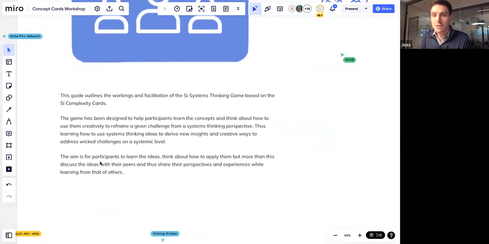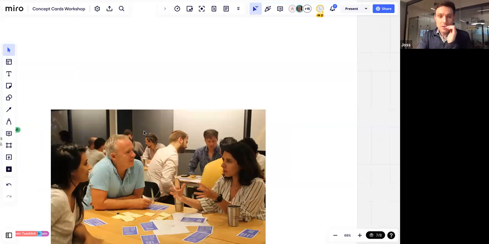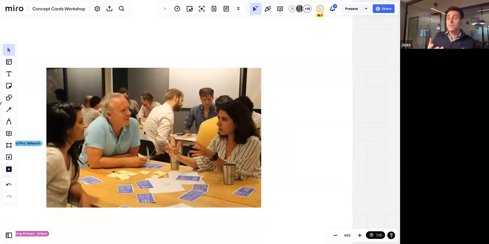The aim is for participants to learn the ideas, think about how to apply them, but more than this, to discuss the ideas with their peers and thus share their perspectives and experience whilst learning from those of others. That was one of the pieces of feedback from the session we did a few weeks ago. It really was an amazing format for co-learning, engagement, and facilitation. I've facilitated a lot of workshops in the past 4 years, and actually this was the most engaged and alive room of people I've seen in a long time.